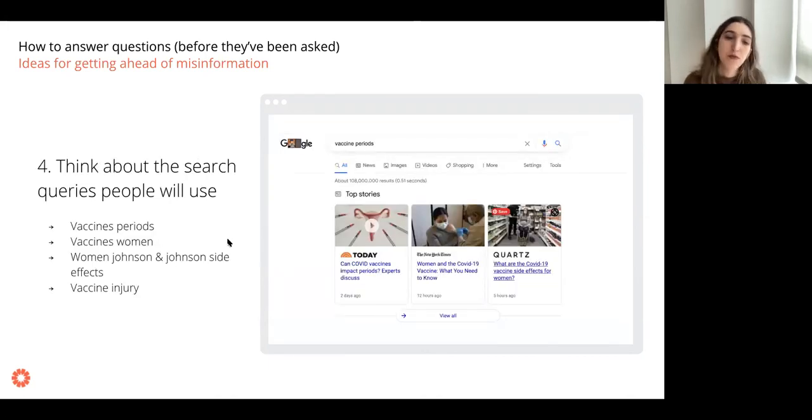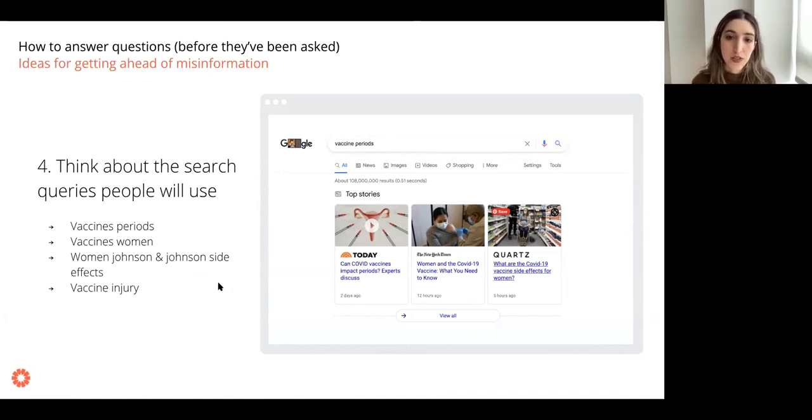Another thing that you can do, sort of related to the first piece of advice, is think about the search queries people will use, right? So when you're doing these searches to see what comes up, think about the things people are actually going to be searching for, right? So if we're talking about vaccines and periods, and how the vaccines might affect periods, that's something that you could search, right? You could also search vaccines women, Johnson and Johnson side effects, vaccine injury, right?